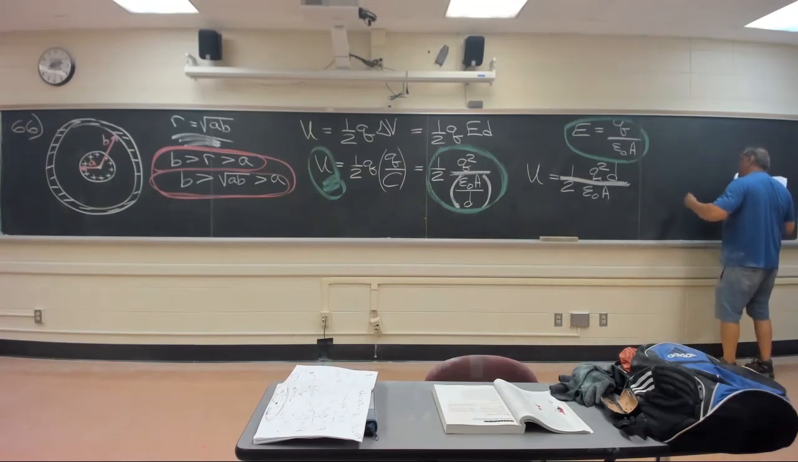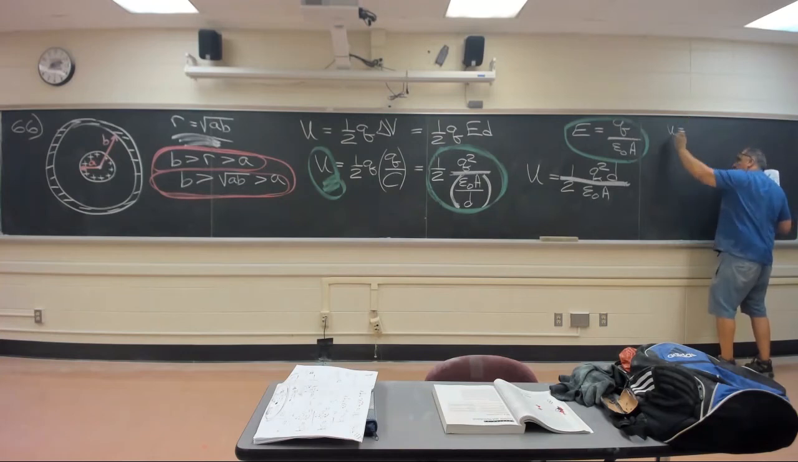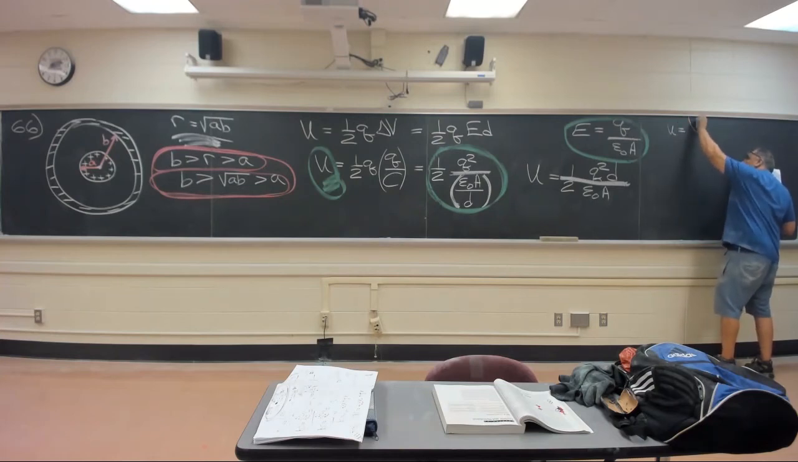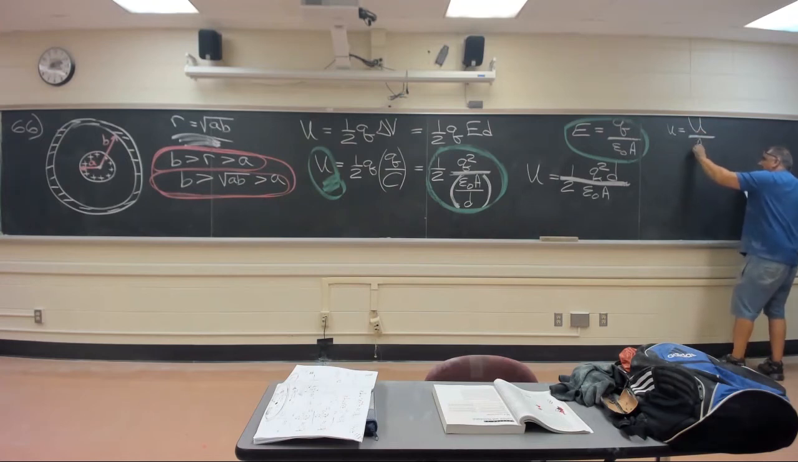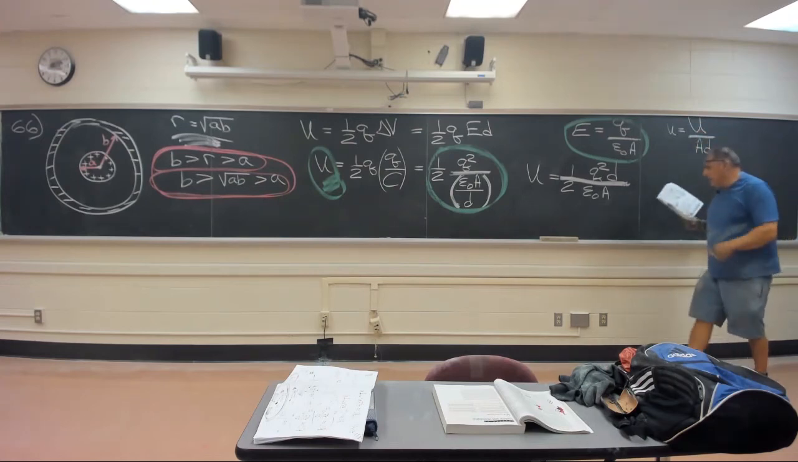Let's find the potential energy stored per unit volume. We'll call this potential energy stored per unit volume small u, and that's equal to big U divided by the volume, the area times the distance.